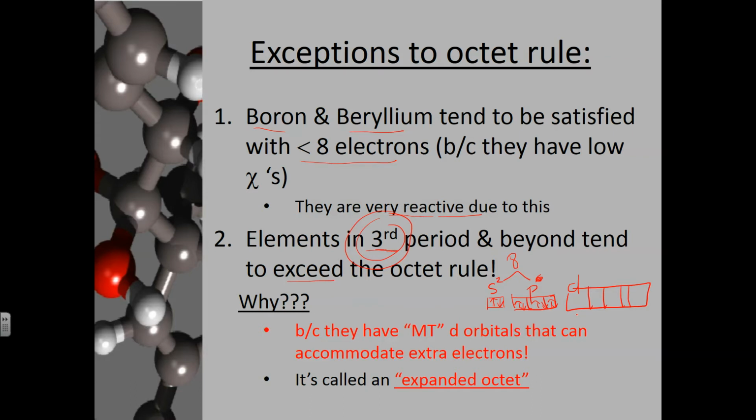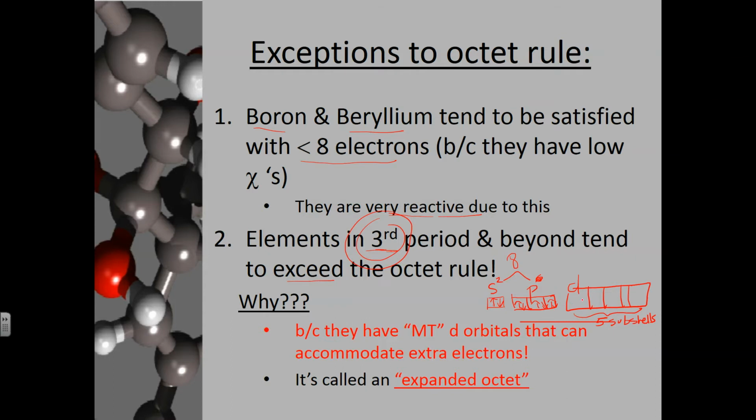So that's like having a total of 5 empty rooms in a house. And if you were to think about it, if you had a house large enough to have 5 empty rooms, you could accommodate guests very easily. Those electrons are like the guests that come to visit and sleep over in your empty rooms. So if you have an element that is in the third period or beyond, those d orbitals are sitting there unoccupied, like empty rooms in a very large house.